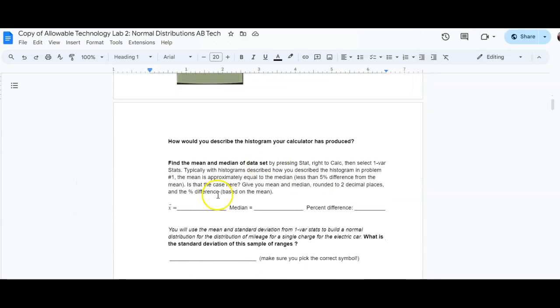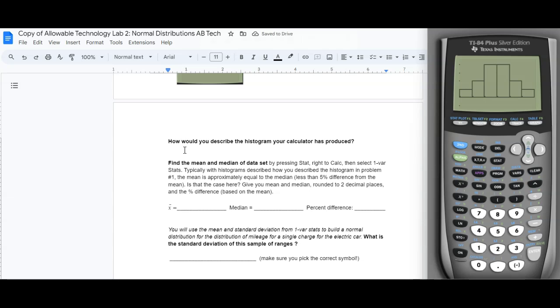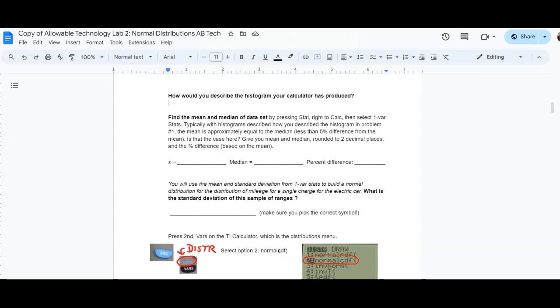So the first question is, how would you describe this histogram that your calculator has produced? So I would type in there how I would describe that histogram that I see. Okay, there's a very specific term I'm looking for there that we've already seen this semester.